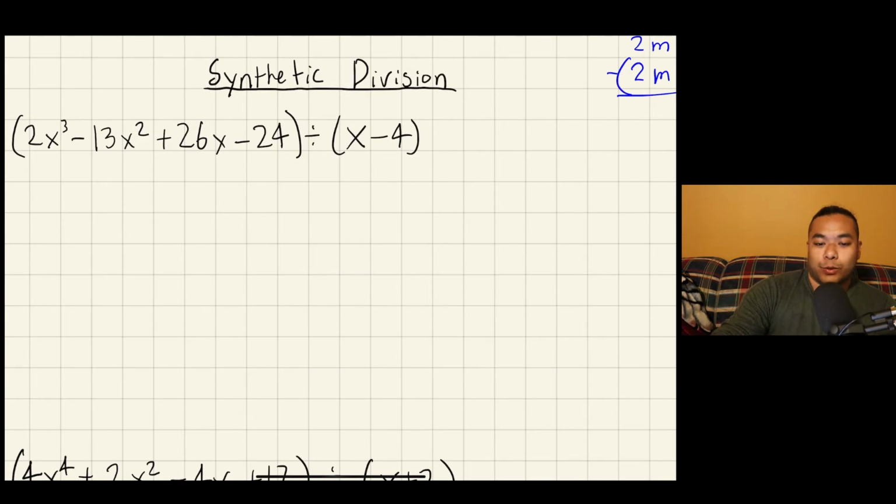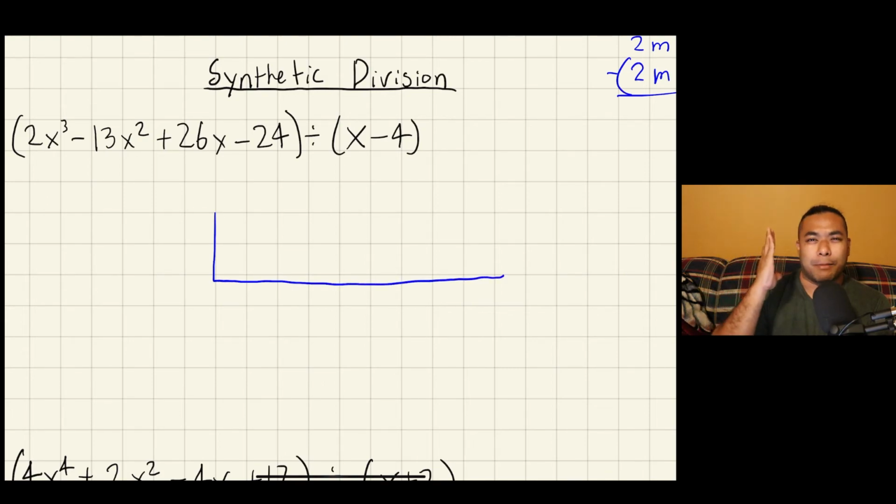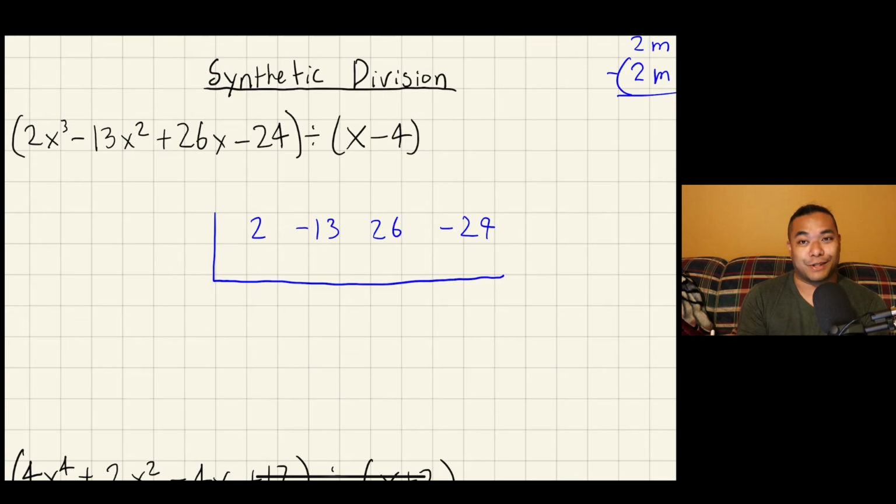What we do is we start by drawing an upside down division symbol, just so that I make it very clear that I'm doing synthetic division and not actual division. And what we do, to make our lives easier and shortcut, is I take the coefficients of my dividend. So that's going to be 2, negative 13, 26, negative 24. And I'm going to put those underneath my division symbol. And that's just going to make things a little simpler. We're cutting away a lot of the excess.